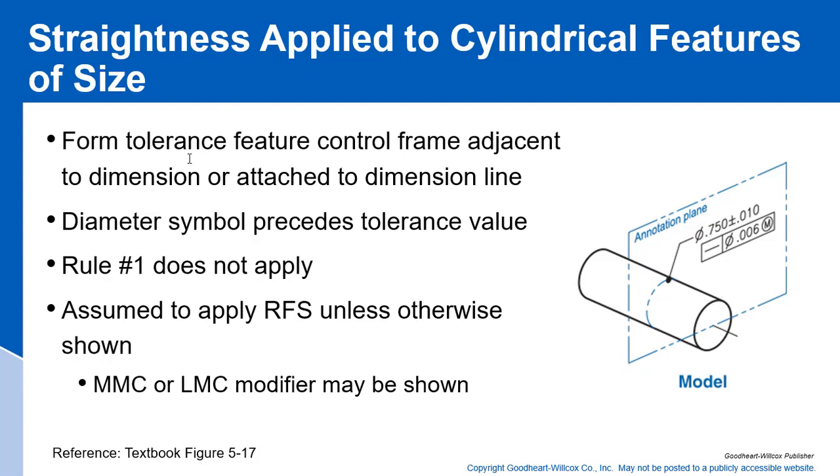The form tolerance feature control frame goes adjacent to the dimension or attached to the dimension line. That's two ways you do it. You could attach it to the dimension line, or you could place it underneath your dimension. The diameter symbol precedes the tolerance value, because that's a feature of size, it's cylindrical. Rule number 1 does not apply now that we've applied the form tolerance. It's assumed to apply RFS unless otherwise shown. In this case, we showed the MMC modifier, but it's assumed to apply RFS. That's rule number 2.